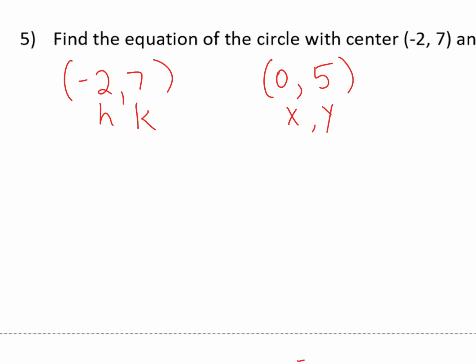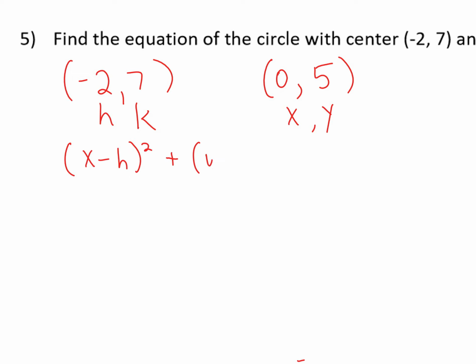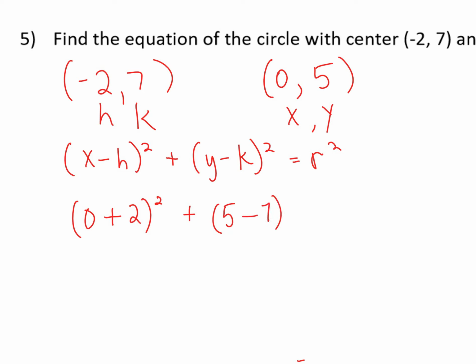All right, so what I'm going to do is plug this in. I'm going to rewrite it so we have it in front of us. What we are doing is (x − h)² + (y − k)² = the radius squared. So I don't know the radius, but I have an (h, k) and all these other values, so I can plug in everything and then solve for the radius. I'm going to be very careful. Label these so you don't get them mixed up, and I'm going to put them right into the equation: (0 − (−2))² + (5 − 7)² = the radius squared.